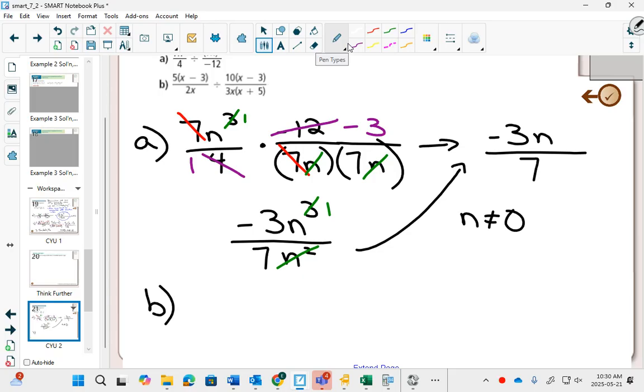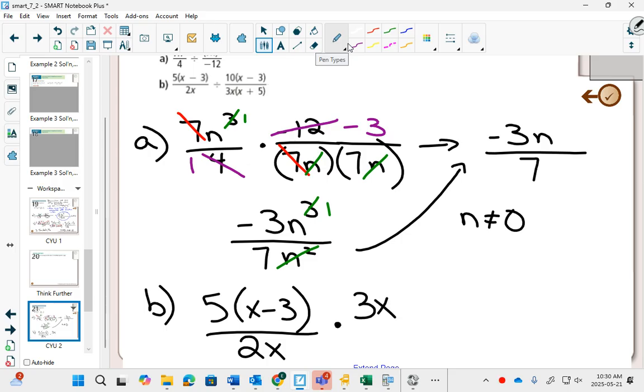Okay, so B, I'm going to rewrite B. 5, x minus 3 over 2x. And since we're dividing, I'm going to keep the first one the same and change to multiplying. 3x times x plus 5 divided by 10.